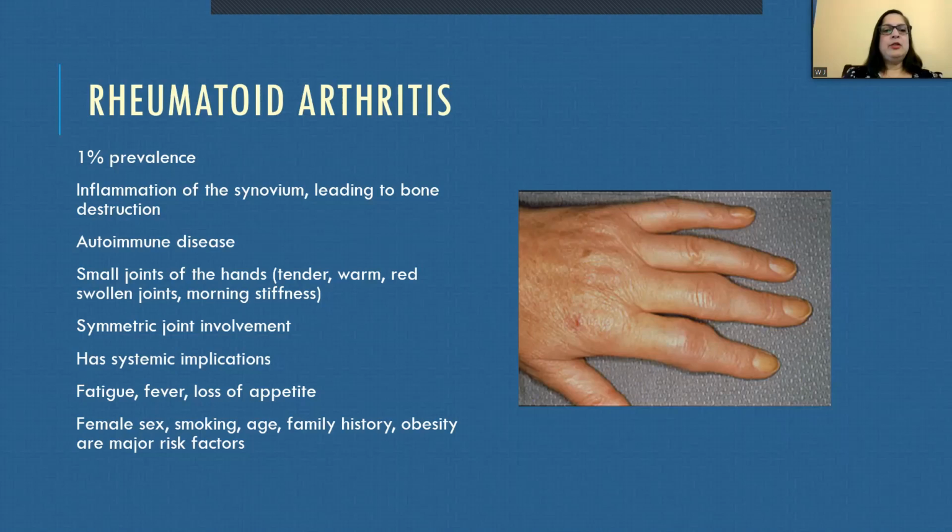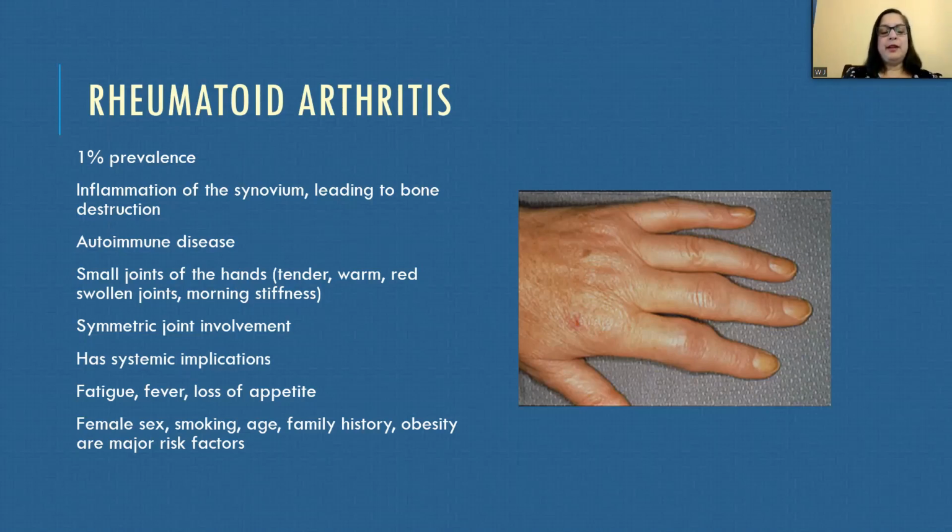So let's talk a little bit about rheumatoid arthritis. Rheumatoid arthritis is an autoimmune disease, and it is characterized by inflammation of the synovium leading to bone destruction. About 1% of the population is affected with rheumatoid arthritis. It mainly affects the small joints of the hands. They are tender, warm, red swollen joints, and patients often complain of morning stiffness, which lasts about an hour in the morning. Of note, there is a symmetric joint involvement, which means that the same joints in both the hands are affected. The feet joints are affected with it as well.